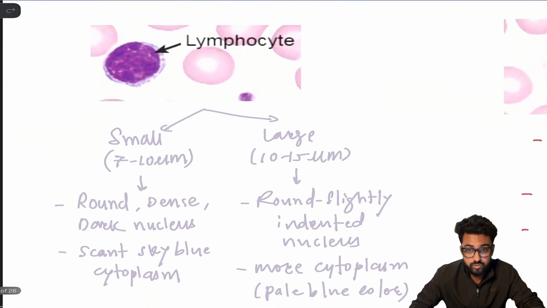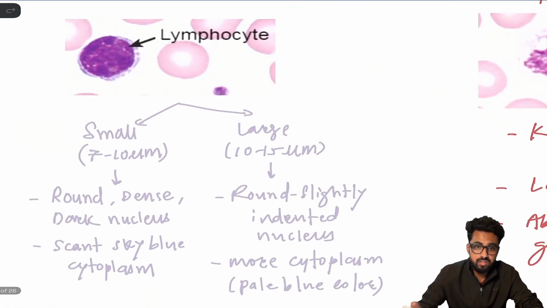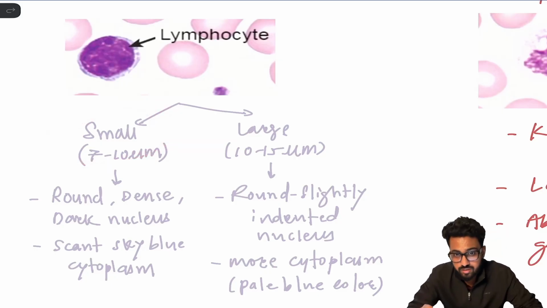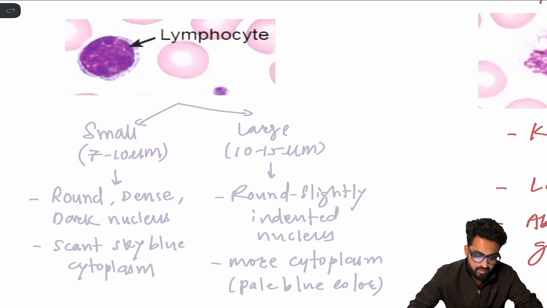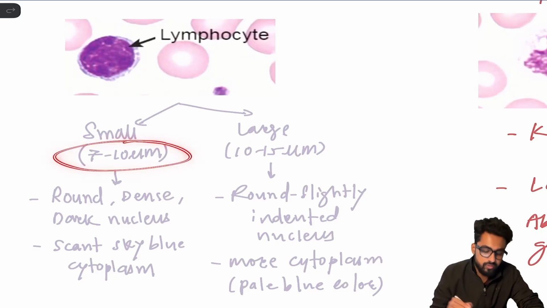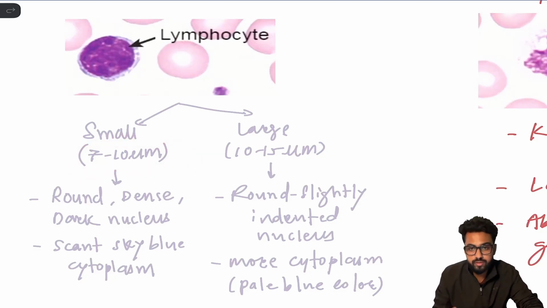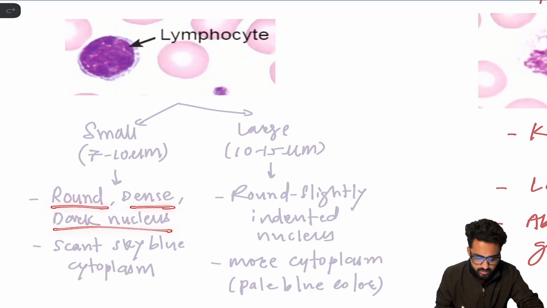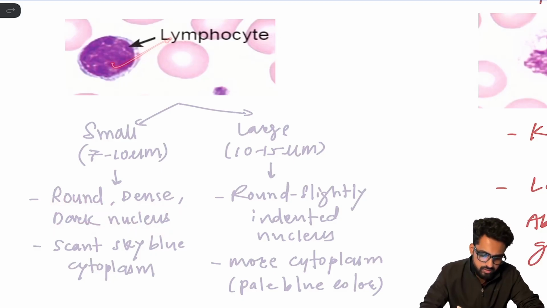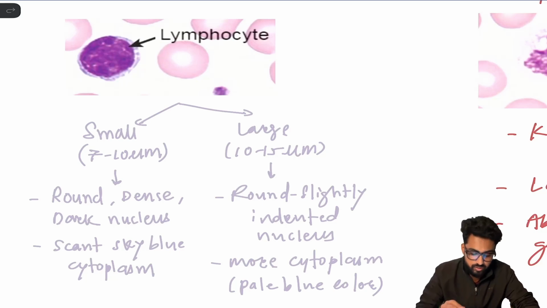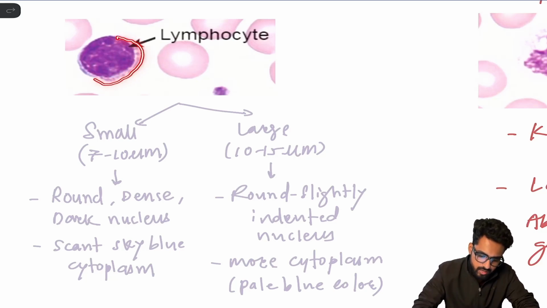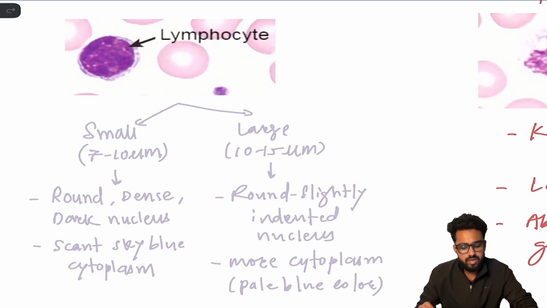Next cell is the lymphocyte, very important. As I said earlier, the small lymphocyte is used for RBC size comparison, with its nucleus. Small lymphocyte is of size 7 to 10 micrometer. How should you identify the small lymphocyte? It is obviously, as the name says, the smallest WBC, with a round, dense and dark nucleus. So look at this image. This is a round, dense and dark nucleus, and in the periphery it has scant sky blue cytoplasm.